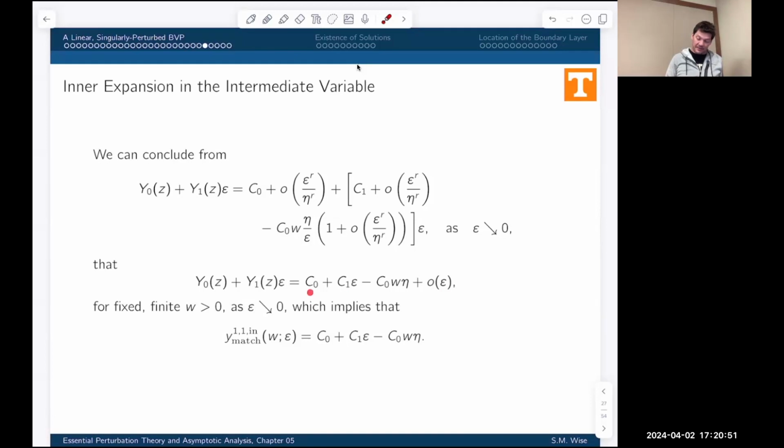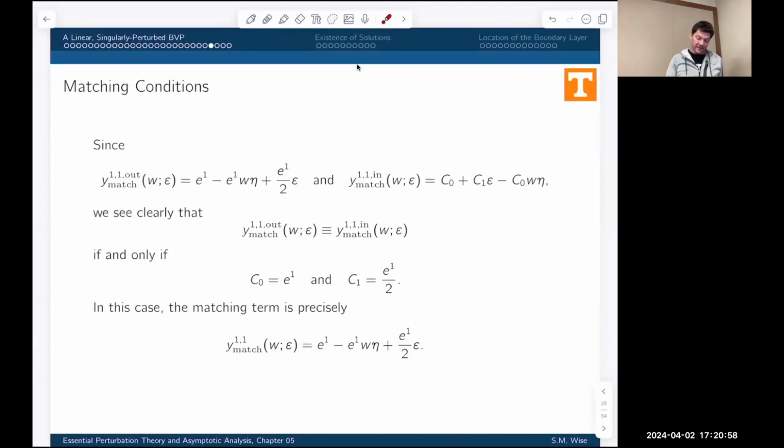This implies that this is the Y11 inner match function. Okay, so we have the outer match function and the inner match function, and I deliberately got rid of that fourth term by my assumption, and that fixes the size of the matching region. That fixes how big or how small eta has to be in terms of powers of epsilon. I get 3 terms here and 3 terms here, and now I can do my matching.